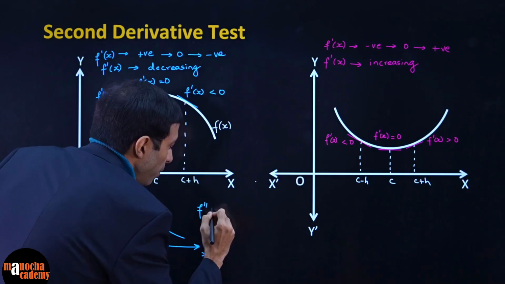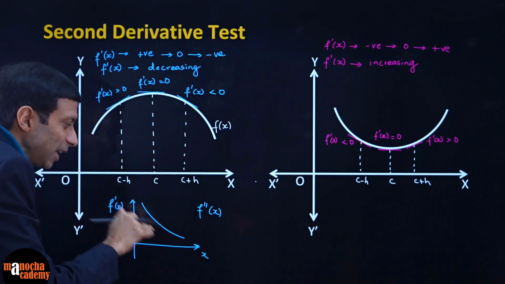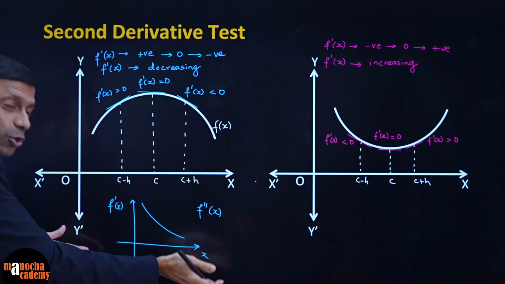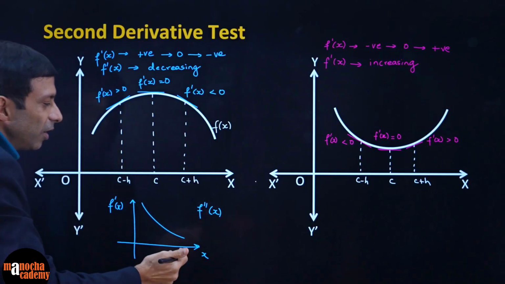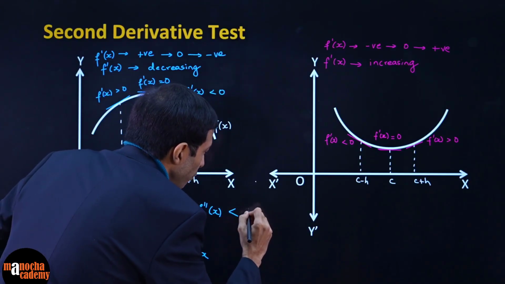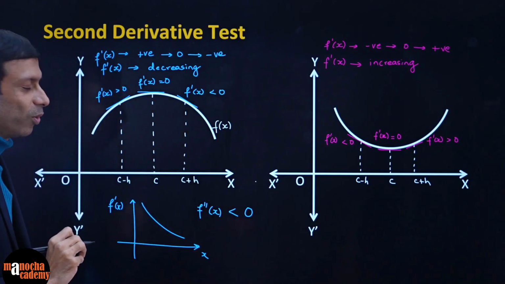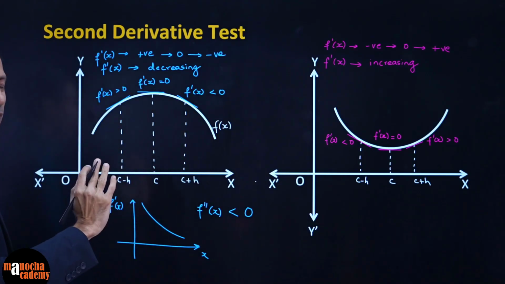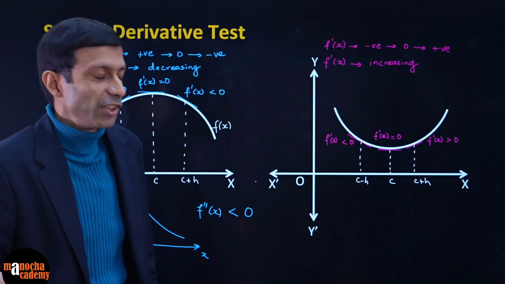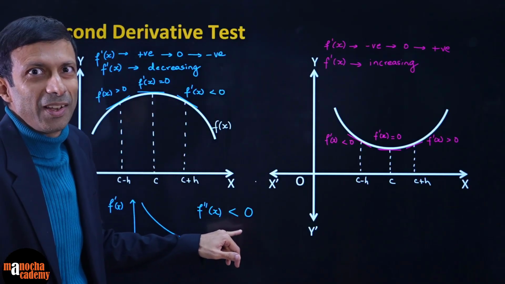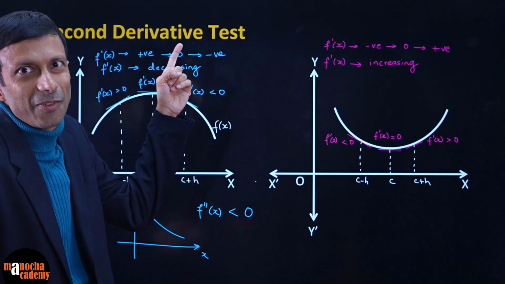So f double dash x, the slope of it will clearly be negative, and you can see that it's going down, right? It's going down. So f double dash x will be less than 0. Yes or no? The derivative of the derivative, which is called double differentiation, that will be less than 0. This is exactly what is the second derivative test.